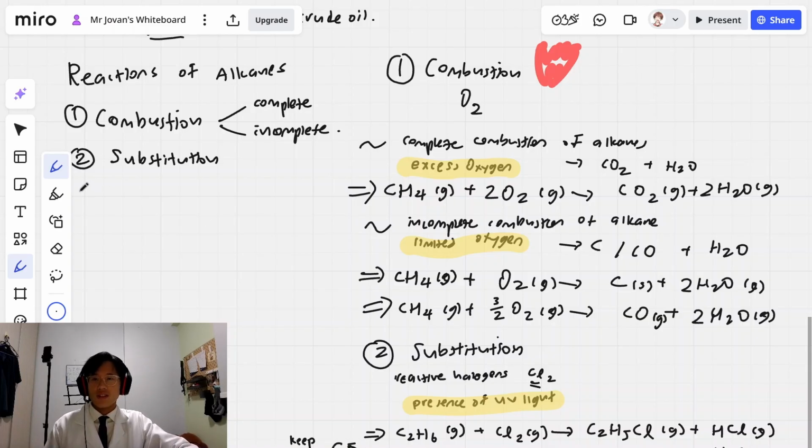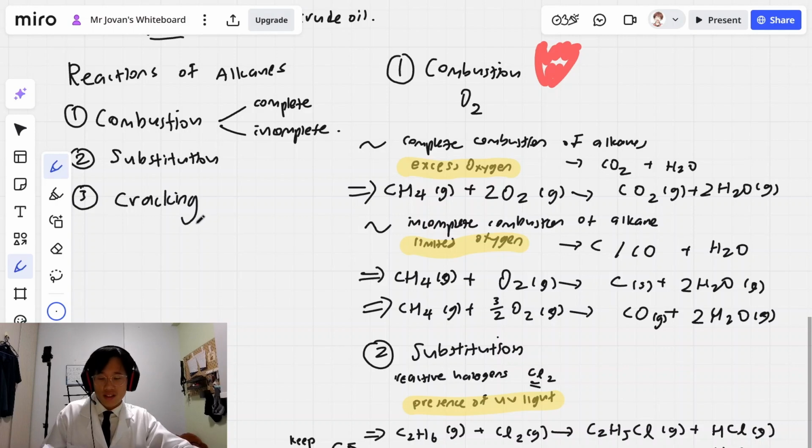Class, sorry, I have another reaction that I completely overlooked. We call it cracking. For this one, cracking, we have to know it because cracking is what gets us alkenes. So let's write it here.